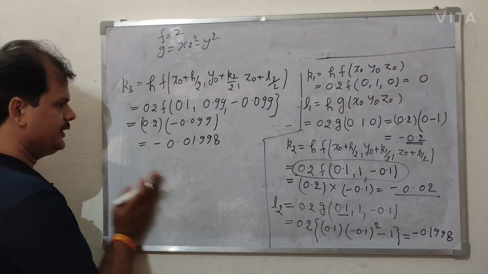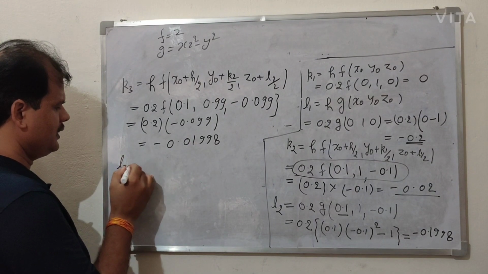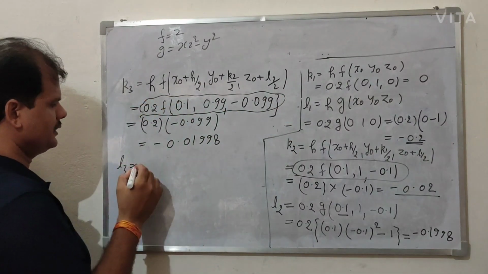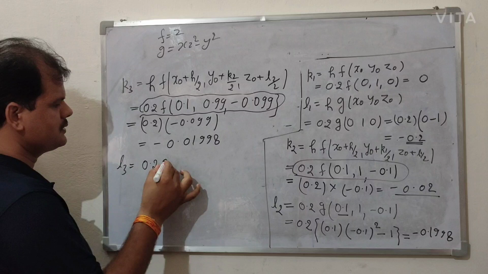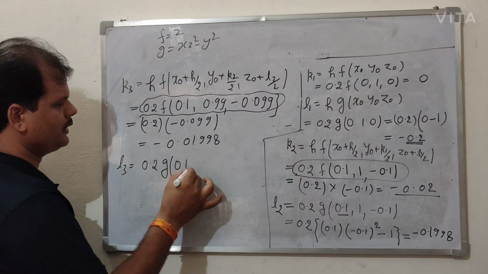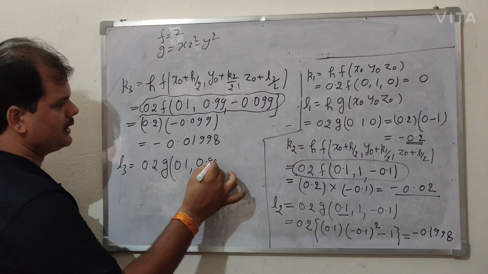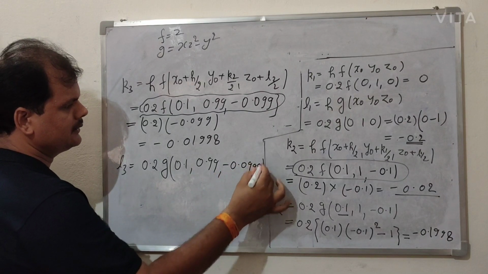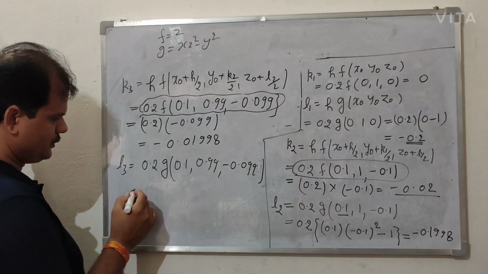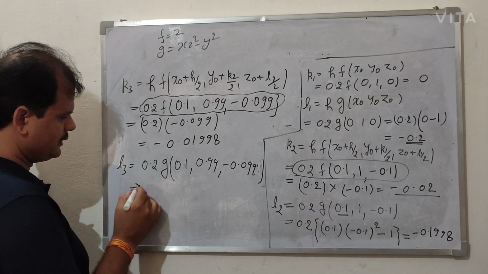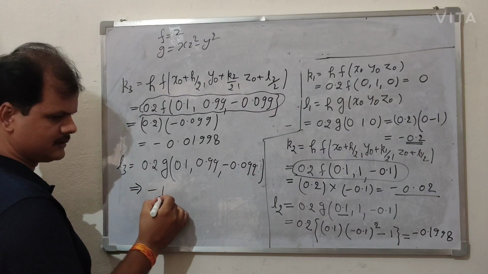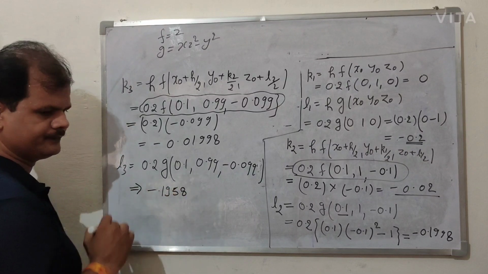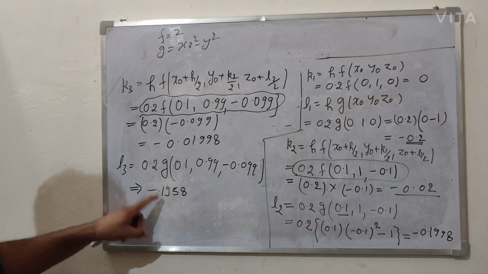Now L3 we will find out. L3 is the same thing here, only f replaced by g. So 0.2 g of 0.1, 0.99, minus 0.0999. Okay, if you calculate, we'll get L3 equal to minus 0.1958. This is L3.